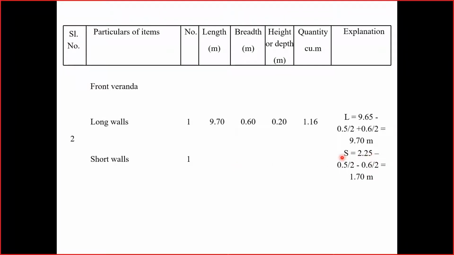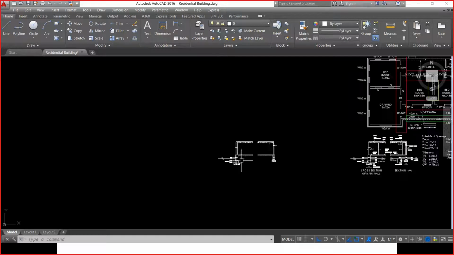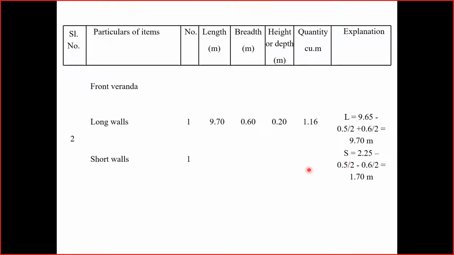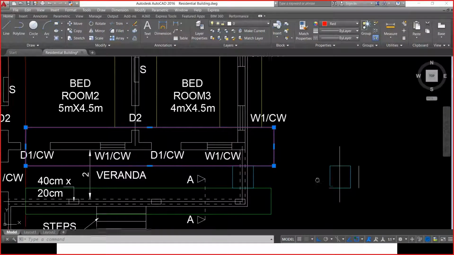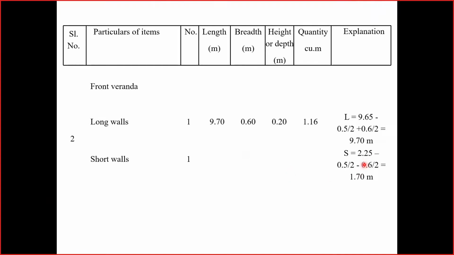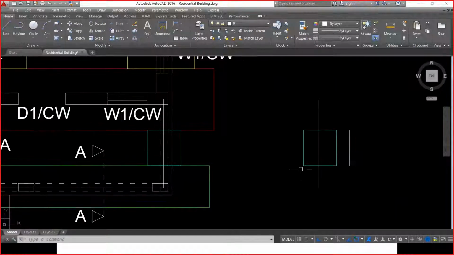So 2.25 minus the width of the second layer of footing of the main wall, which is over here. This I need to consider. This width is 0.5 meter by 2. Half of this width is 0.5 by 2, minus 0.6 by 2. Why minus 0.6 by 2? The width of this is 0.6 meter. Half of this is 0.6 by 2.